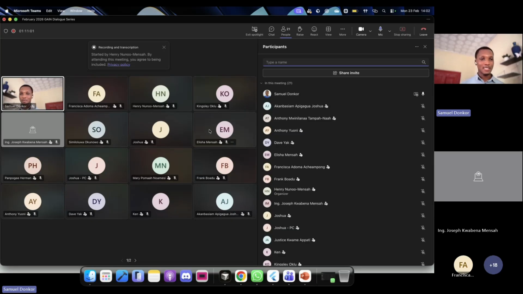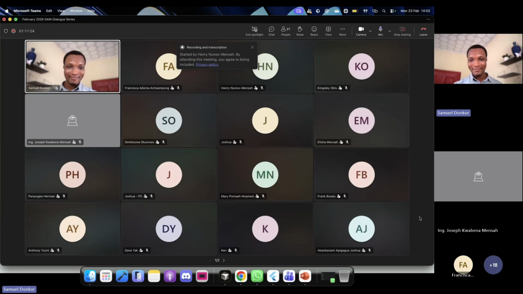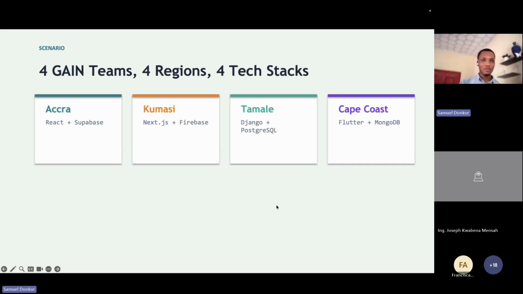So you set out to do just that, right? So we have the first group, the second group is Herman, Joshua, Mary, Frank. That's also another subset of group. Then we have Anthony, Dave, Ken, and Akan Basiam. Sorry if I don't pronounce the name rightly. Can you pronounce your name for me? Akan Basiam, did I get that right? That's a fourth team, by the way. Anyway, you want to disrupt healthcare, so you form this team, right? And you want to do just that. So let's say the first group takes over Accra, the second group takes over Kumasi, the third group takes over Tamale, the fourth group takes over Cape Coast, right?